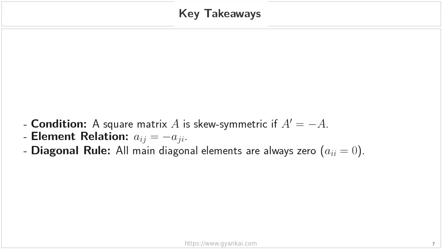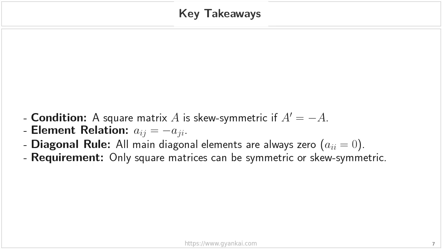Third, remember the critical diagonal rule we derived earlier. All main diagonal elements, represented as a sub-ii, must always be 0. As we saw in our logical derivation, this is a non-negotiable characteristic of any skew-symmetric matrix. Finally, a very important requirement to keep in mind is that only square matrices, those with an equal number of rows and columns, can be classified as either symmetric or skew-symmetric.